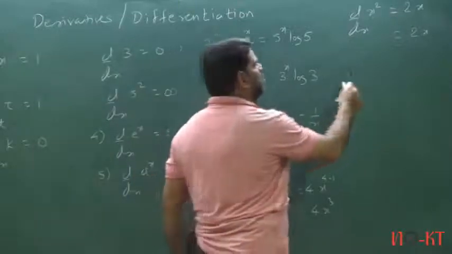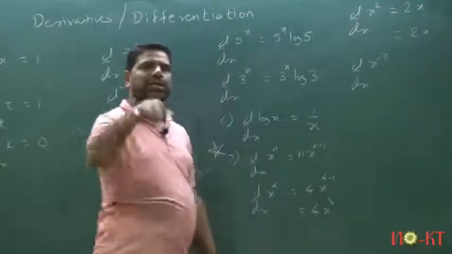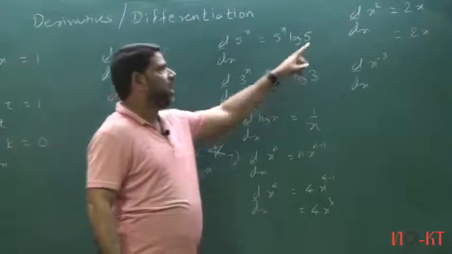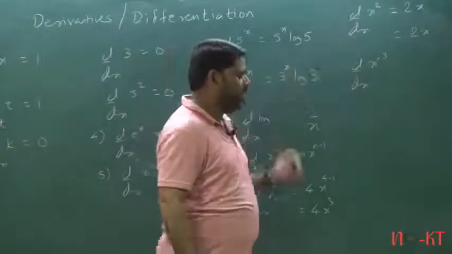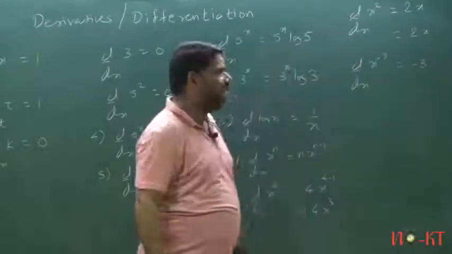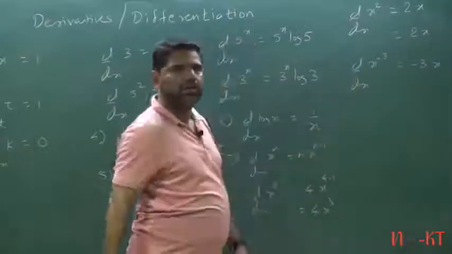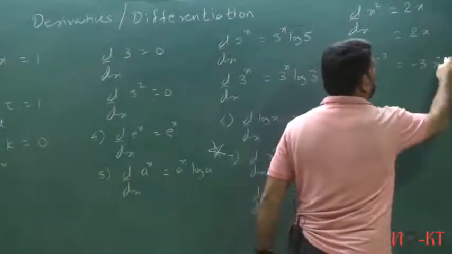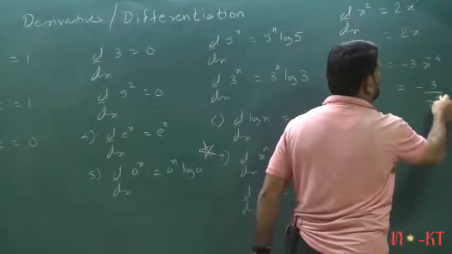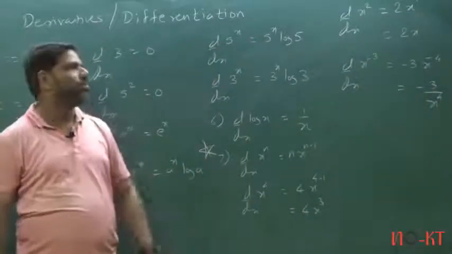Next I say here d by dx of x raised to minus 3. Now we are taking a negative power. X raised to n, we took x raised to 4, 4 was positive. X square, 2 was positive. Now I took this one. Again the formula is same, n, what is n? Minus 3, n into x raised to n minus 1. So that is minus 3 minus 1, that is nothing but minus 4. Or the same I can simplify as minus 3 upon x raised to 4. X raised to minus 4, if we take it in the denominator it will be x raised to 4.